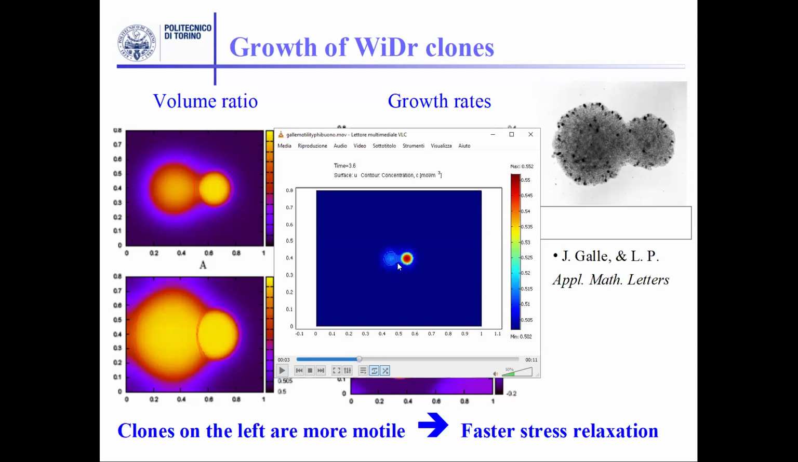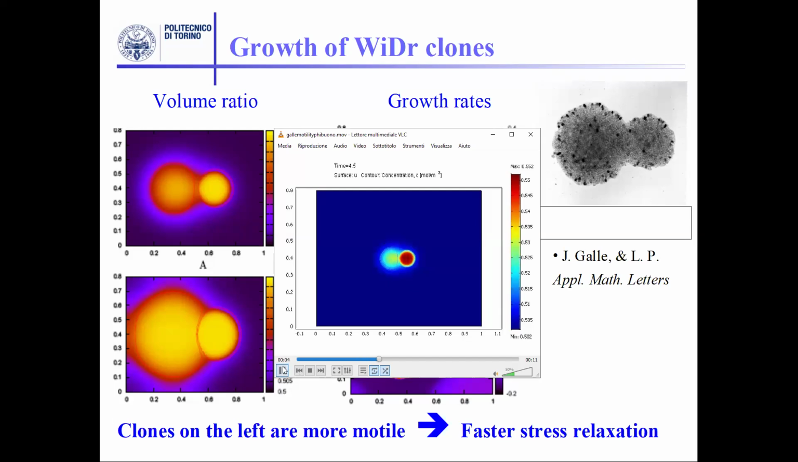Okay, this is the volume ratio. You see that on the left, the color is almost homogeneous with respect to the one on the right, because on the right, since cells are not so motile, they will be more compressed. They will not be able to release the stress so easily.